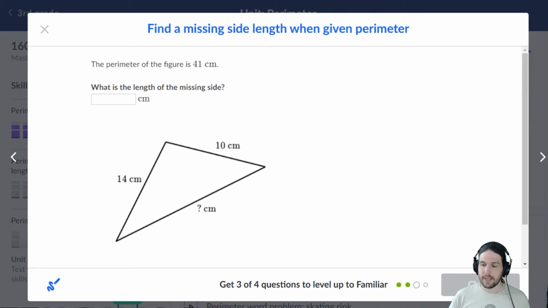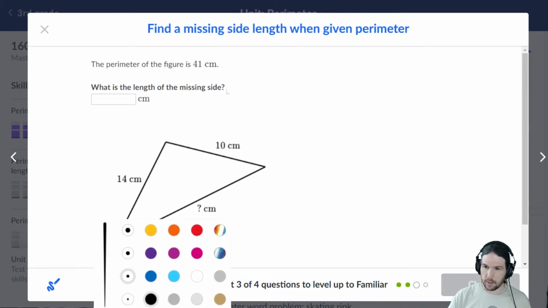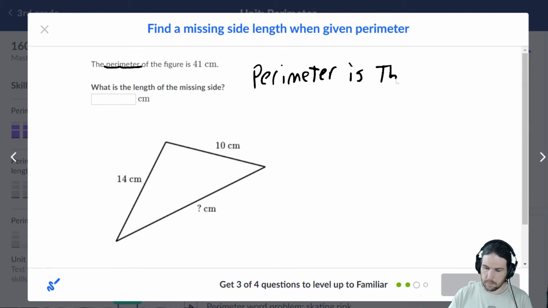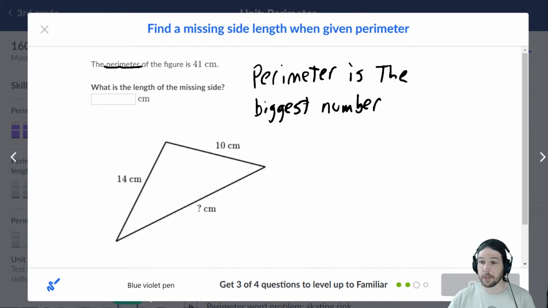And the idea is if you have the perimeter, then you have the biggest number, right? Everything adds up to the perimeter, so you've got the biggest number. Perimeter is the biggest number. Now, I'm speaking like a 3rd grader because this is a 3rd grade curriculum at this time. We will talk later about a little bit more technical language where this comes from. But again, if you have the perimeter, you've got the biggest number.